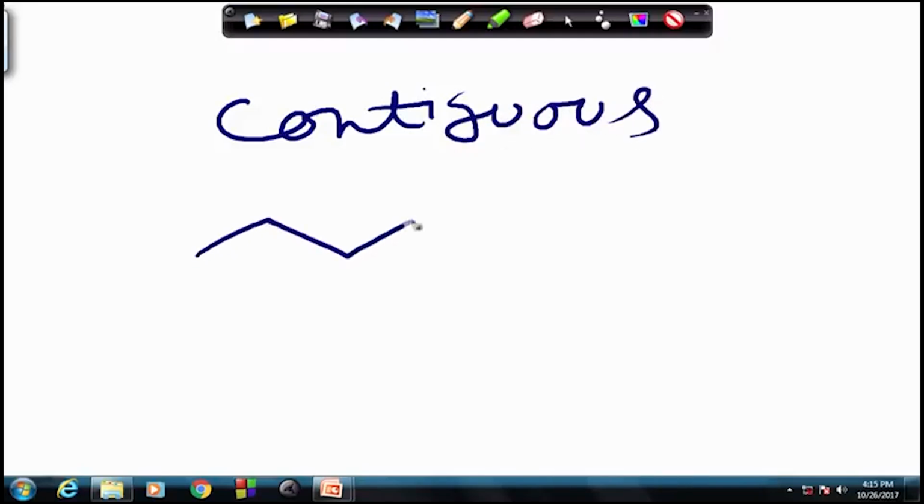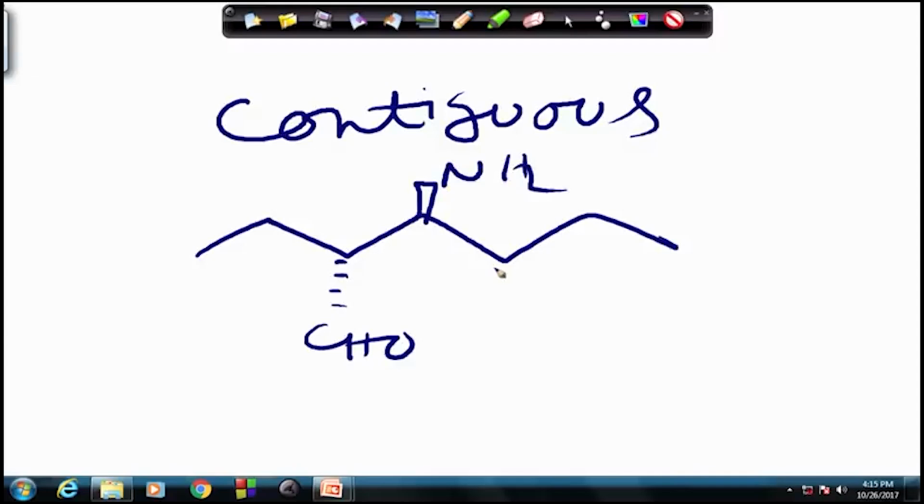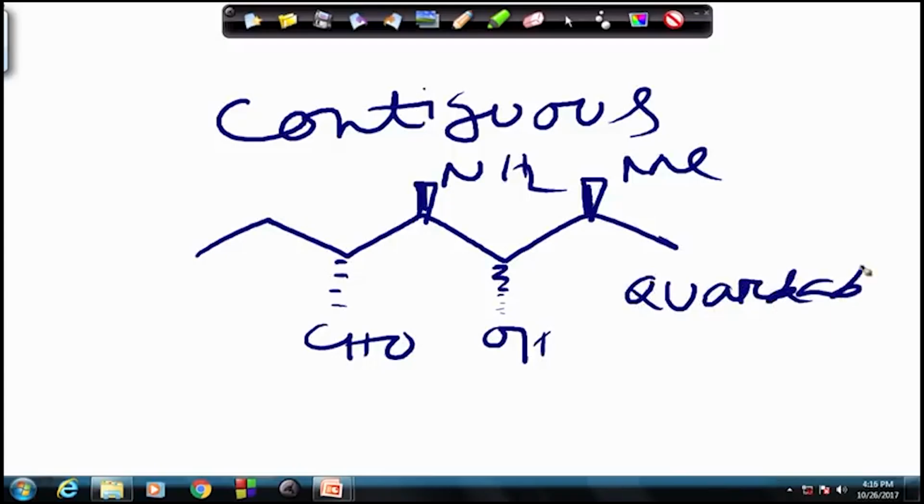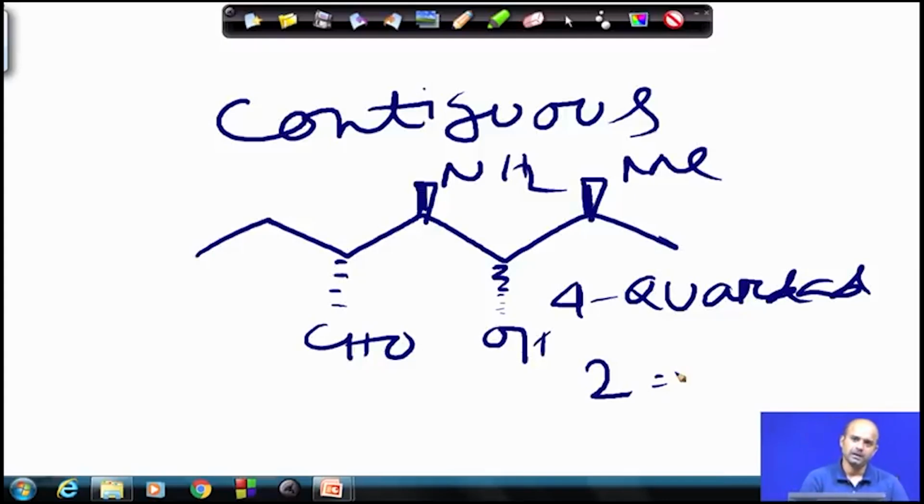Let us say you have a chain something like this and you put stereocenters, something like CHO, NH2, putting an OH, putting a methyl. Now, these are continuous stereocenters which are termed contiguous, and here how many stereocenters? 1, 2, 3, 4. So, you can call this molecule a stereo-tetrad. So, 4 stereocenters are there. If it is 2, you can call it a dyad, 3 a triad, 4 a tetrad, 5 a pentad, something like that, 6 hexad, 7 heptad, 8 octad.